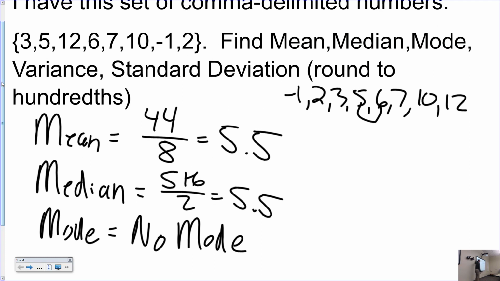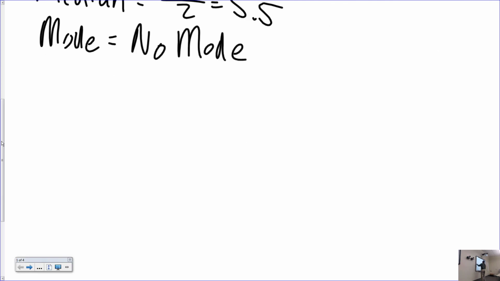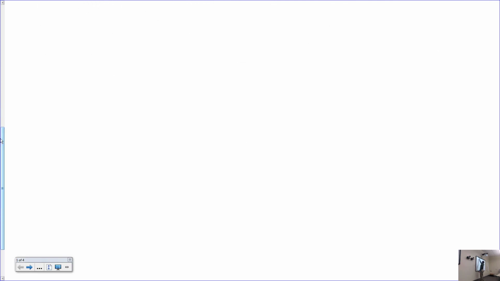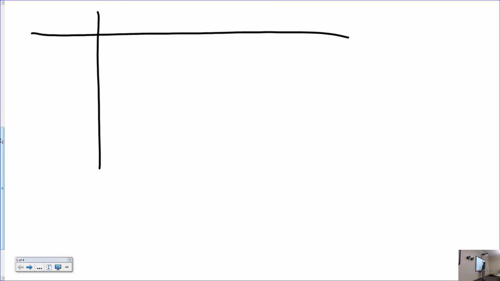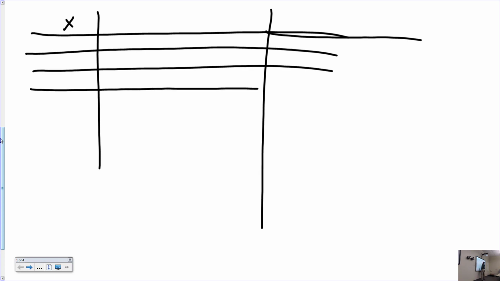What do I have to do to get those? Yeah. A whole bunch of crap. First, make columns. Good. Folks, a table is a very handy mathematical tool. So, get a row for every one of your numbers.